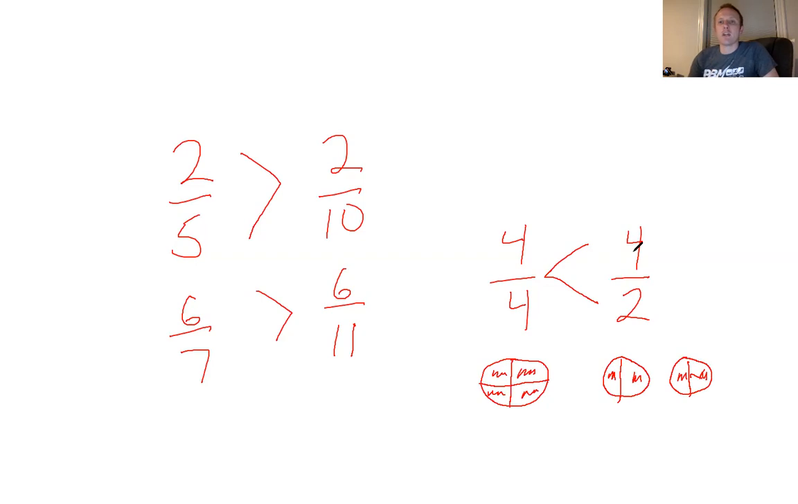So the takeaway from this lesson is when numerators are the same, you look at the denominator, figure out which one's smaller, and that is the bigger fraction. That's how you compare fractions with the same numerator.